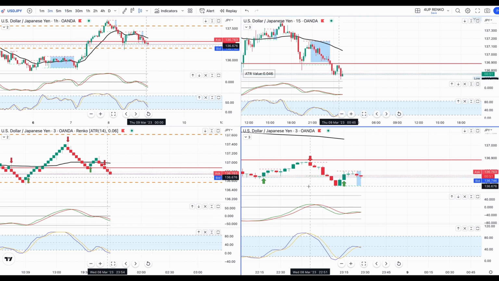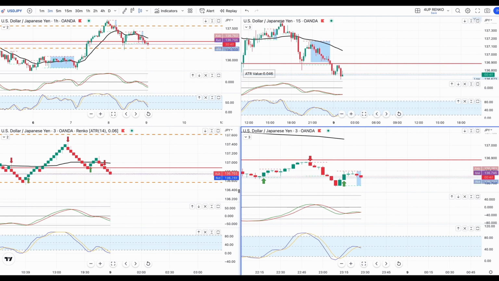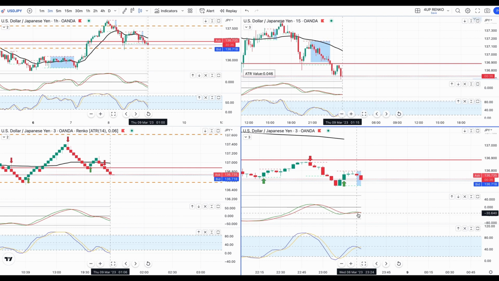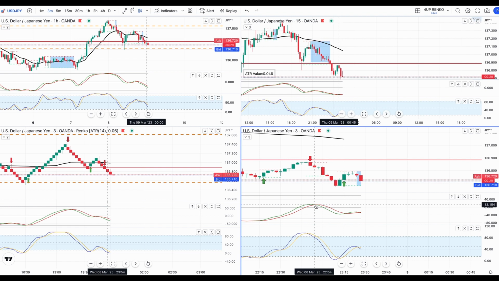Let me talk about the other two indicators that you see I'm using on all four of the charts. This is the wave trend, this red and green lined one. This is the wave trend lazy bear. This is an amazing, amazing indicator. You could probably trade with this wave trend lazy bear all by itself.